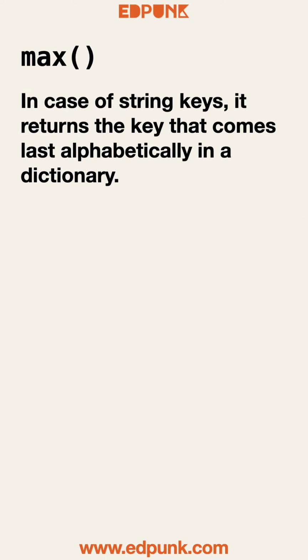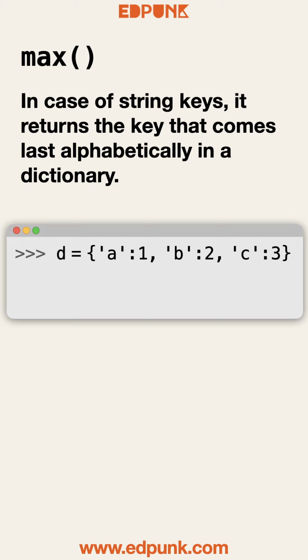In case the keys are of string data type, the max function returns the key that comes last when the keys are sorted alphabetically. For example, let us assign a dictionary D containing key-value pairs string A is to 1, string B is to 2 and string C is to 3. To evaluate the maximum value among the keys string A, string B and string C, let us execute max of D. The result returned is string C, which comes last when the keys are sorted alphabetically.